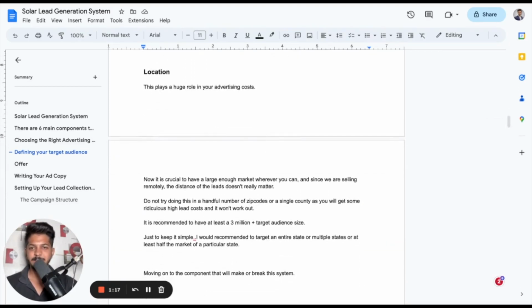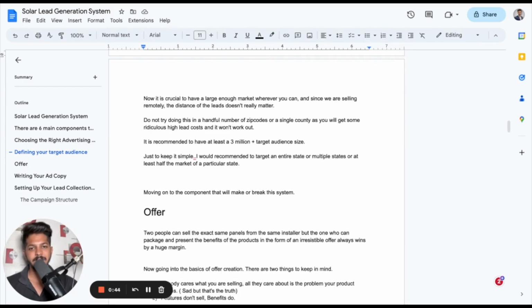Location. This plays a huge role in your advertising costs. Now, it is crucial to have a large enough market wherever you can. And since we are selling remotely, the distance doesn't really matter to us. But don't try doing this on a handful of zip codes or a single county, as this will give you some ridiculously high costs and it won't work out. It is recommended to have at least a 3 million plus target audience size. And just to keep it simple, I would recommend you target an entire state, multiple states, or at least half the market in a particular state.